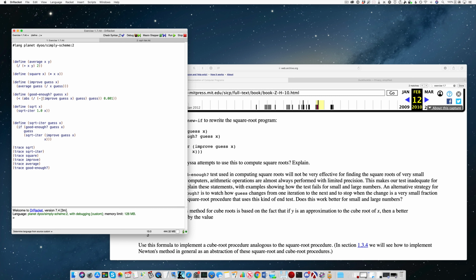So yeah, I did improved guess minus guess, divided by the guess, and then is the absolute value of that whole thing less than 0.001? And why did I do it this way? Well, what you really want is the amount of change in the guess.